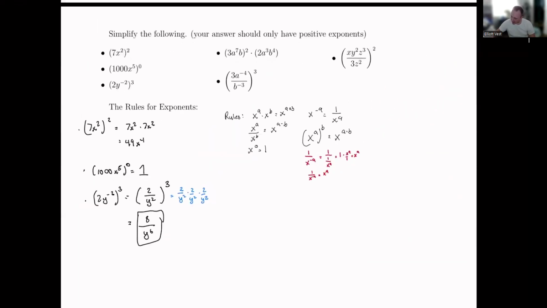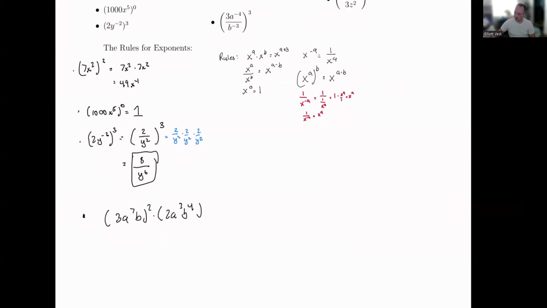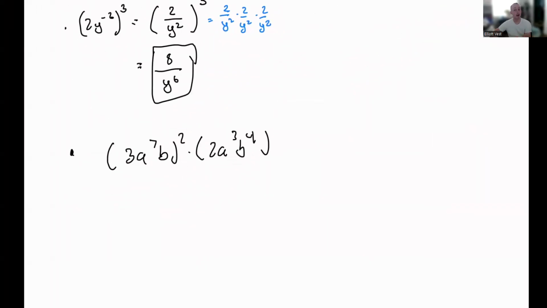Okay, where are we at next? Let's do (3a^7 b)^2 times 2a^3 b^4. I see I can square this thing on the left first. When in doubt, I can write it out.